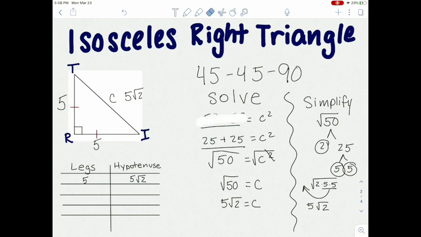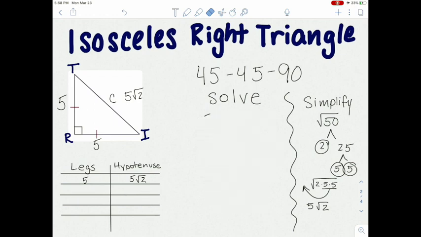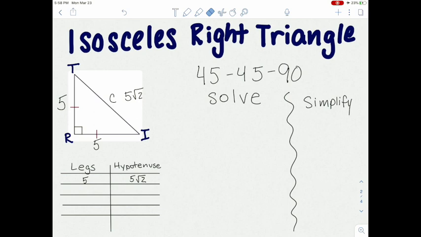And we're now going to do this a couple times. We're going to solve and simplify, solve and simplify, solve and simplify, and see if we can notice any patterns going on here. All right, so now instead of 5, I'm going to work with the number 7. So if I know RI is 7, I know TR is 7, and then I'm just going to look for the value C. So when I'm using 7 as my leg, what is the value of the hypotenuse? 7 squared plus 7 squared equals C squared.